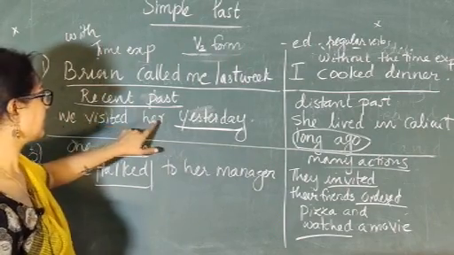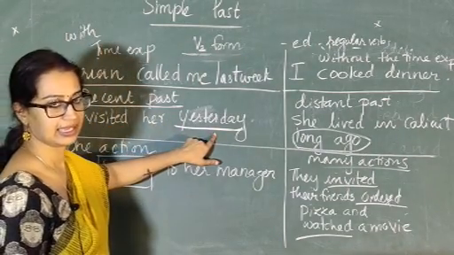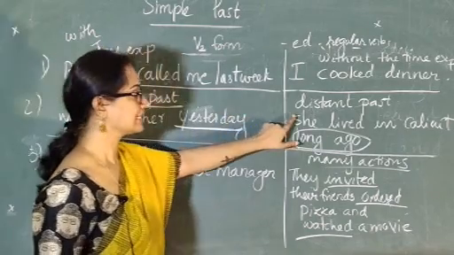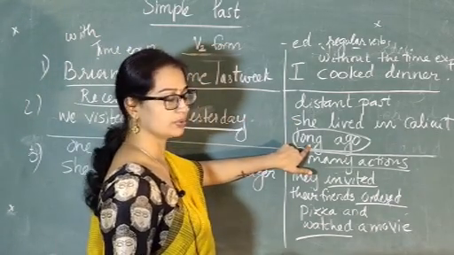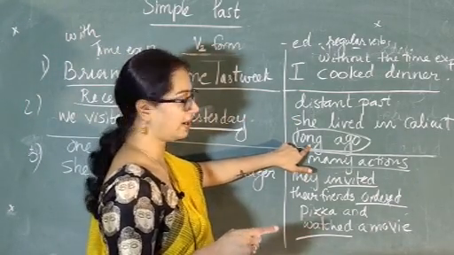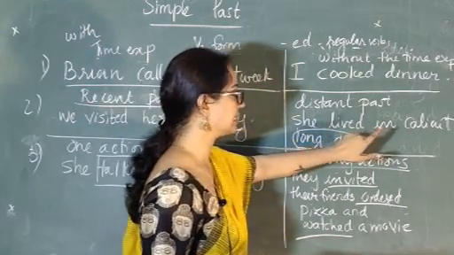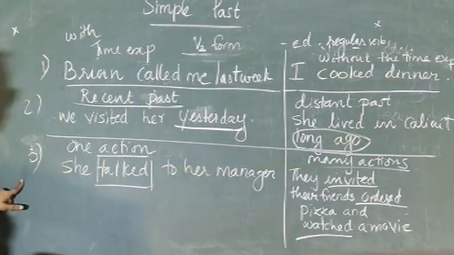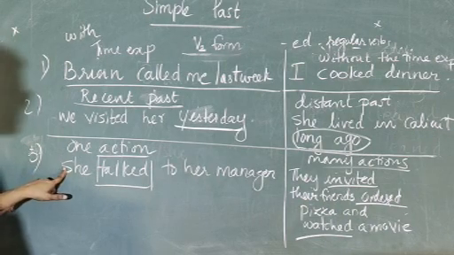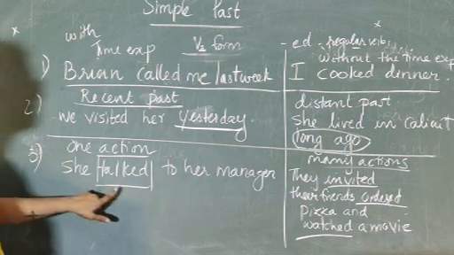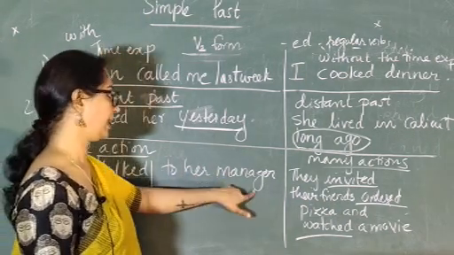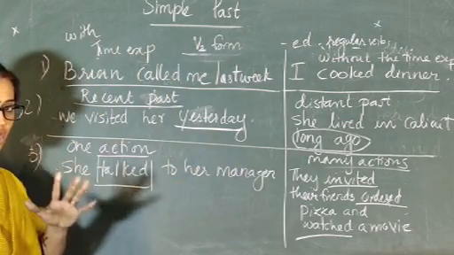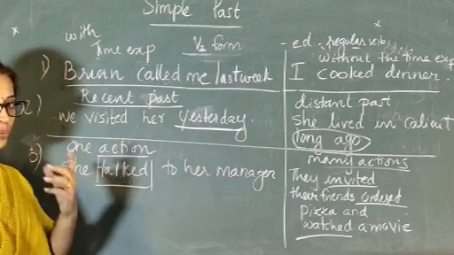We visited her yesterday. Okay, it shows a recent past, yesterday. Distant past is long ago. It is shown to indicate distant past. She lived in Calicut long ago. The third one, it is used to indicate one action. She talked to her manager. Talked, one verb. Okay, talked, one action, one verb.